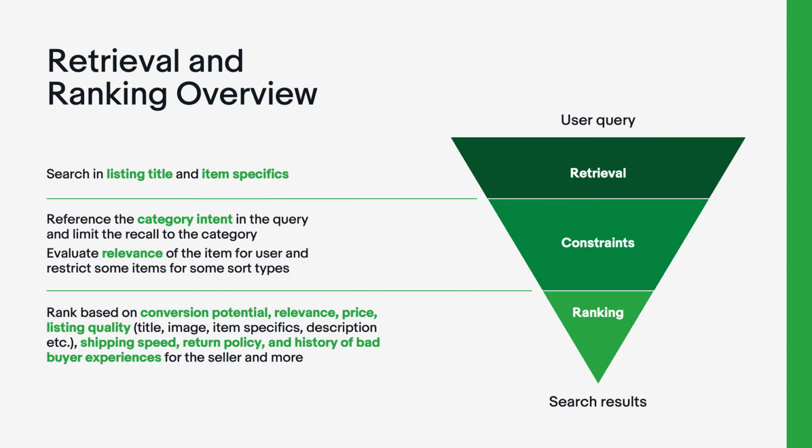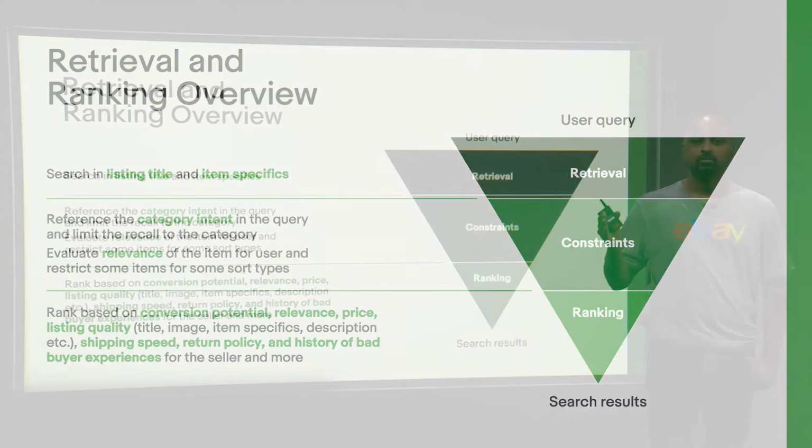After we create that initial consideration set, we start constraining it so that the user can get the most relevant results upfront. We do a lot of category inferencing using our machine learned algos, and we limit the recall to one or few categories. Post that, we evaluate the relevance of your item for the user's intent and restrict a lot of items for some of the sorts.